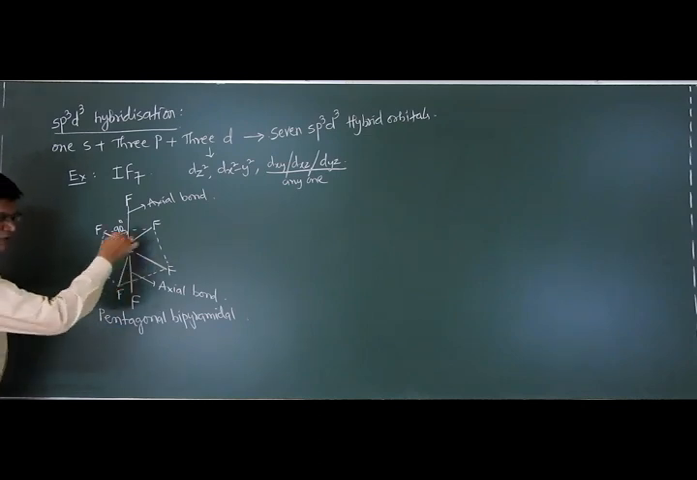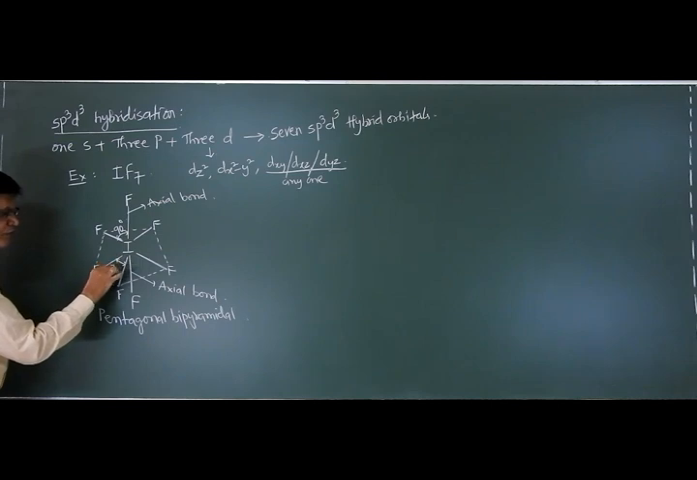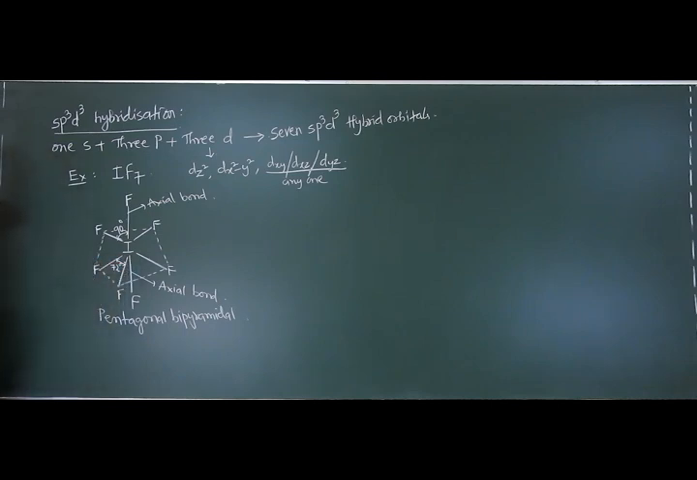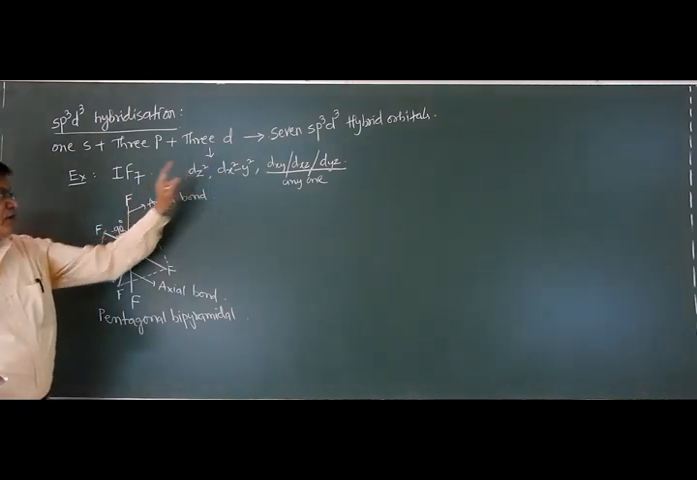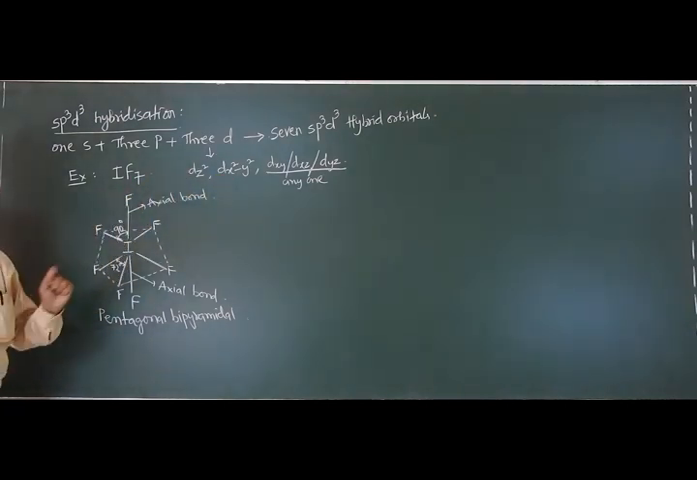Here in the pentagonal plane, what is the bond angle? 72 degrees. The bond angle with the axial bond is 90 degrees. Among the pentagonal bonds, 72 degrees is the bond angle. Just remember the structure. Here in IF7, which d orbitals are involved and what is the type of hybridization present in IF7?